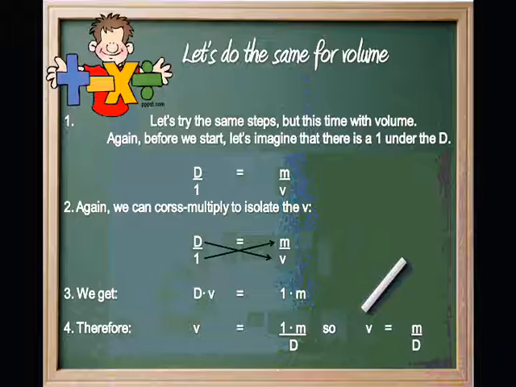Again, we cross multiply to isolate the v. D goes to the v, 1 goes to the m. In step 3, we get that one line, d times v is equal to 1 over m. In this case, I want to isolate the v. So what I'm left with is v equals 1 times m over d, or v is equal to m over d. Let's take a break.